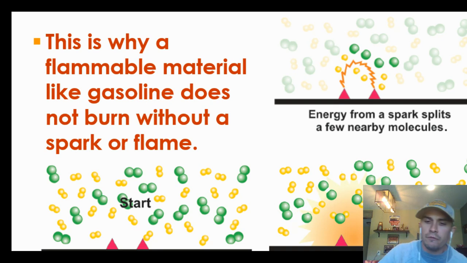That's what happens with a fire, and that's why you don't need to light the entire piece of paper on fire. You just light one corner, and it spreads and breaks the rest of those bonds so that they can form new bonds, reducing that energy.